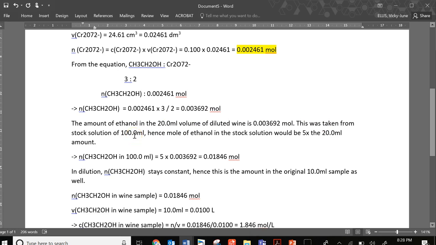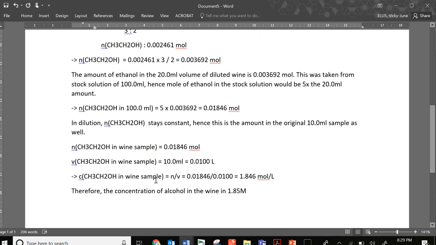Remembering that 20 ml goes into 100 ml 5 times, the total number of mole in that flask would have been 5 times what we get in the 20 ml. So the number of mole in the volumetric flask will be 5 times our number of mole in just 20 ml. Because we've diluted, the number of mole that we had in the flask is going to be equal to the number of mole that was in our wine. So the amount in the original 10 ml sample is going to be this number of mole, because that's the number of mole that we diluted up.